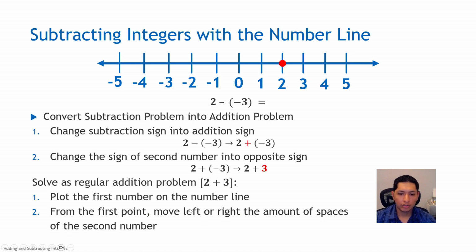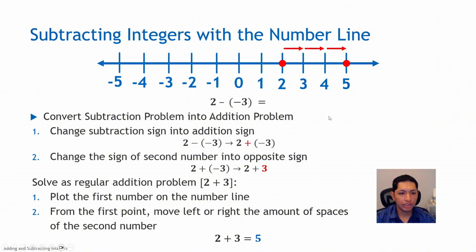And here we see that we need to move towards the right because the second number is positive, and we need to move to the right 3 spaces because the number is 3. So following that, from the 2, I move to the right 1, 2, 3, and that lands us at positive 5. So the answer to 2 plus 3 is 5. And that is subtracting integers.